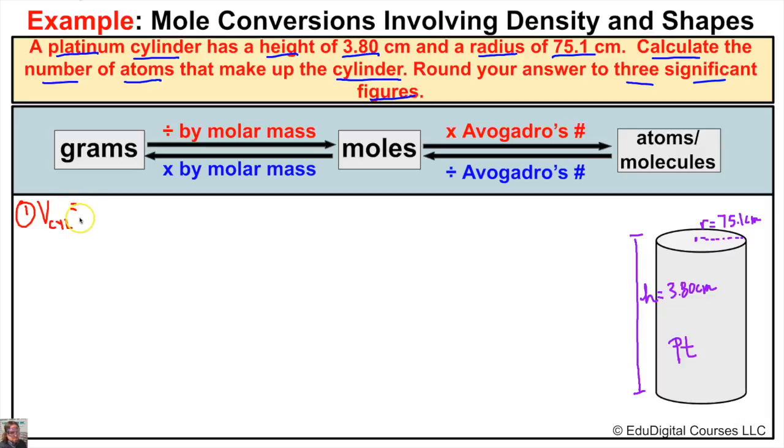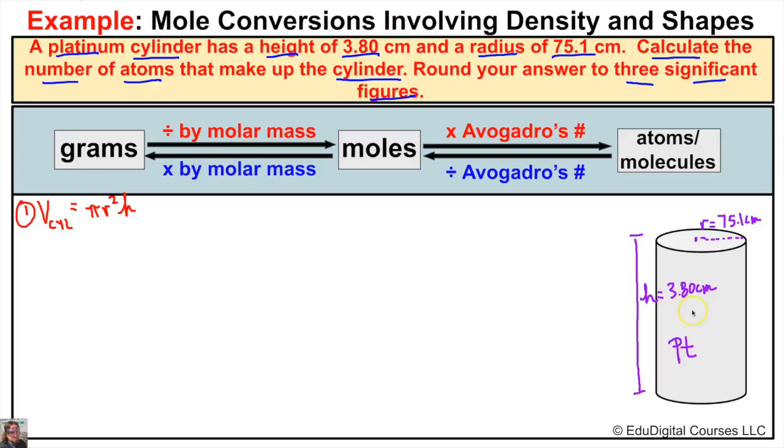And you can go ahead and Google this. I'm going to go ahead and give it to you, but you should typically learn the volume of a cylinder in an Algebra 1 course or your geometry course. The volume of a cylinder is equal to pi times r squared times the height of the cylinder. So in step 1, we're going to find the volume of this cylinder.